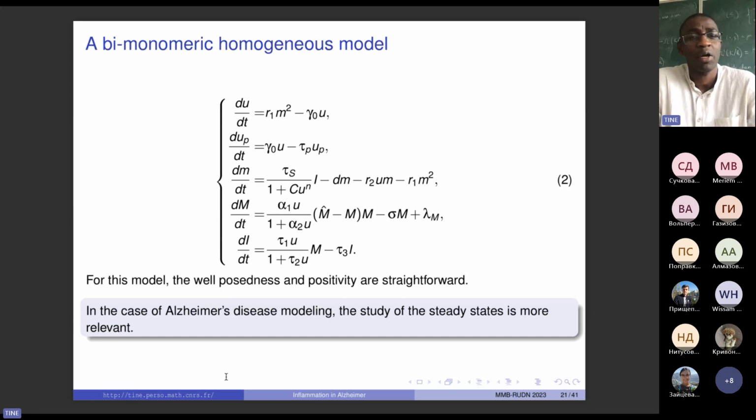And for a simple ordinary differential equation, we are able to say something about the disease. This is very interesting. In the case of Alzheimer's disease modeling, the study of the steady state is more relevant because Alzheimer's is linked to age, so the evolution of Alzheimer's is a long process. It is relevant to study the steady state of this model.